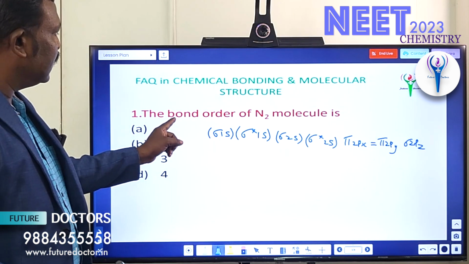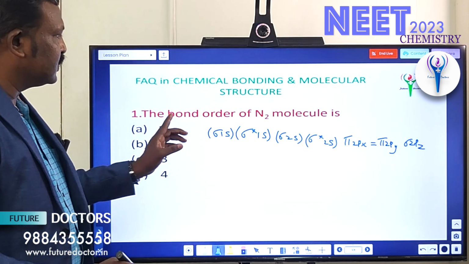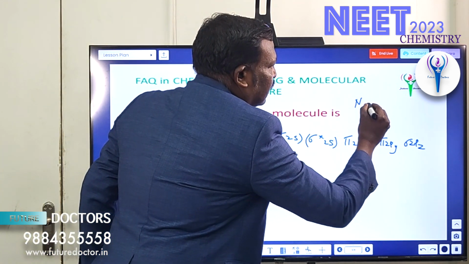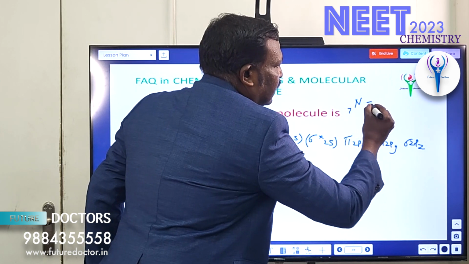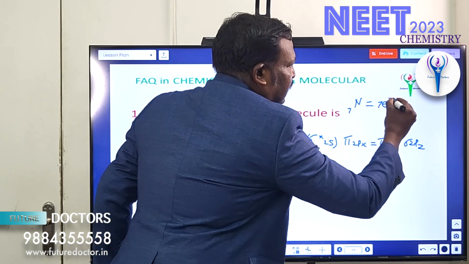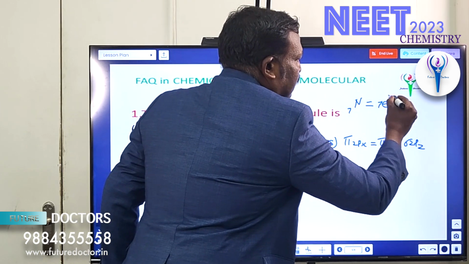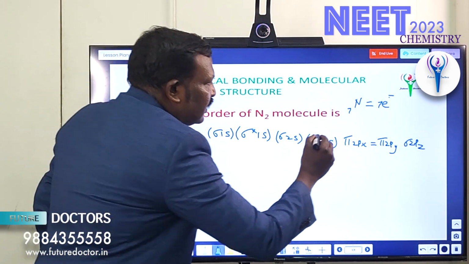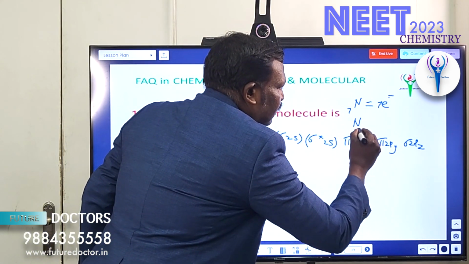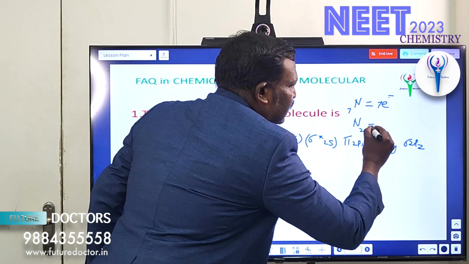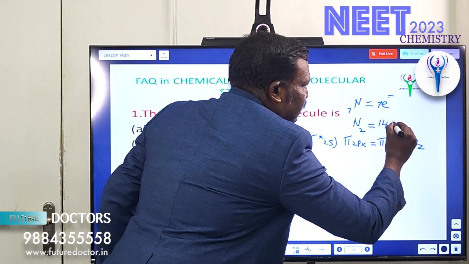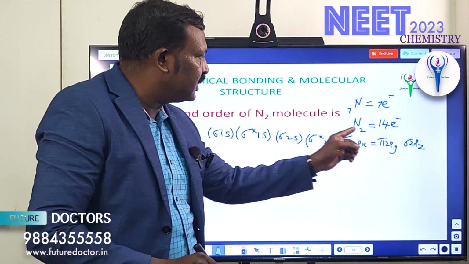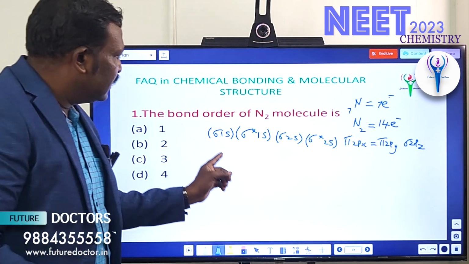Understood? That is the bond order of N2 molecule question. Nitrogen atomic number is 7, so there are 7 electrons in nitrogen. But they are asking about the nitrogen molecule. In nitrogen, 7 electrons are there, but in the nitrogen molecule, we know that 14 electrons are there. This is a molecular arrangement.